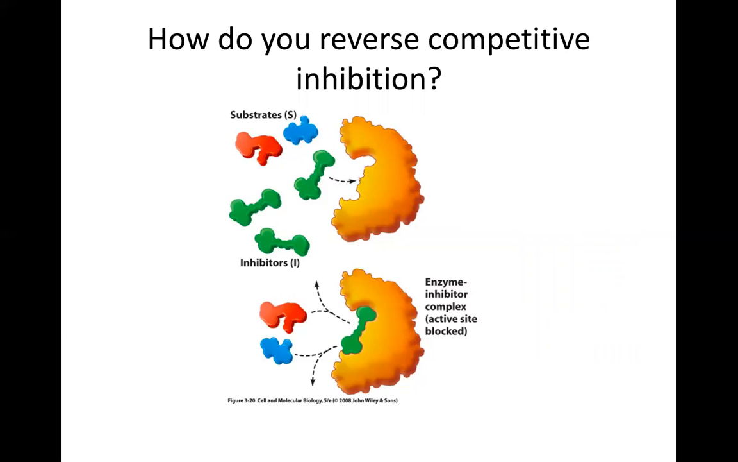You have 1 boy coming into the room who's going to start competing with these 3 girls for the 3 chairs. You have 10 boys in the room. If you have 10 boys in the room, what's the likelihood of a boy sitting in the chair rather than a girl? Very high, because you have a lot of inhibitor, a lot of boys. But if you have 50 girls in the room and 10 boys, the likelihood of a girl sitting on the chair is higher. So you can reverse competitive inhibition by having a lot more substrate than inhibitor.